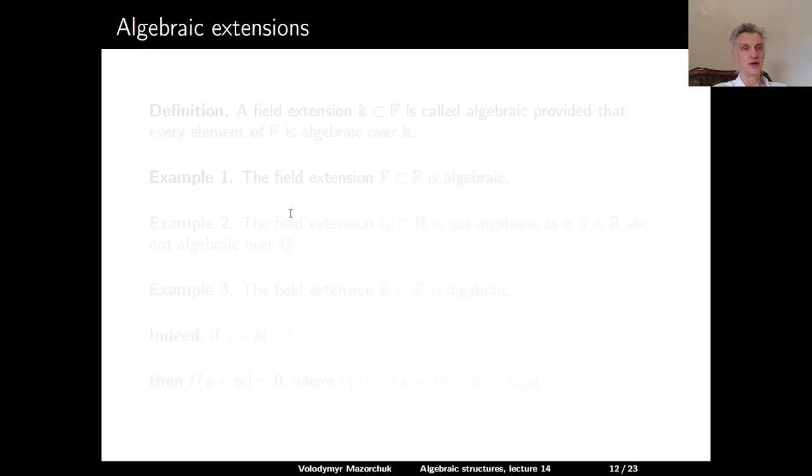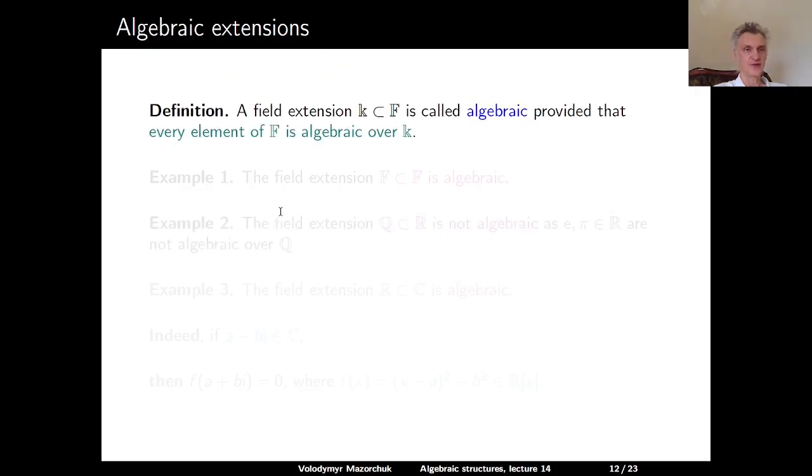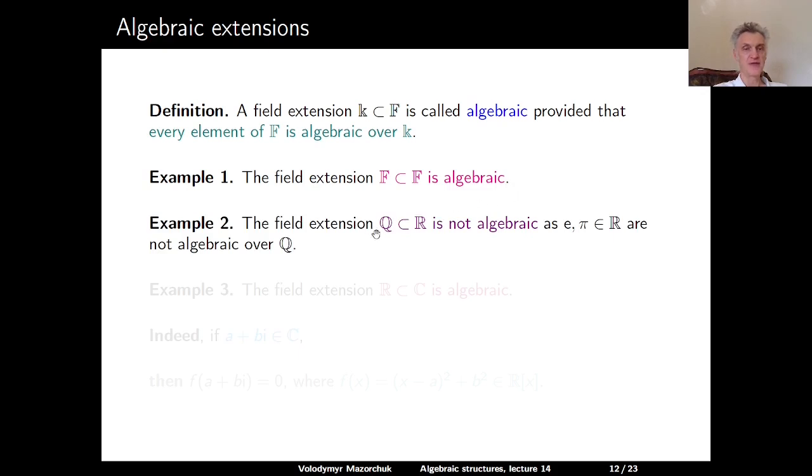Now we can talk about algebraic extensions. Definition: a field extension k inside f is called algebraic, provided that every element of f is algebraic over k. So for example, the trivial extension of f inside f is algebraic. That's obvious. Example 2, the field extension of rational numbers inside real numbers is not algebraic, because we know that e and pi, these are real numbers and they're not algebraic over Q. So that's not an example of an algebraic extension.